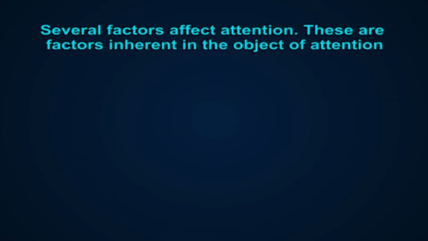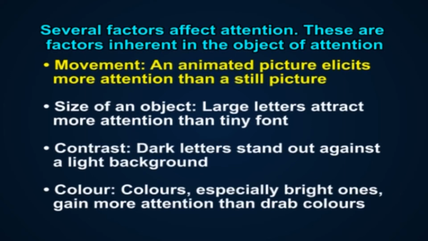Several factors can affect attention. These are the factors inherent in the object of attention. They are movement: an animated picture elicits more attention than a still picture. Size of an object: large letters attract more attention than tiny font. Contrast: dark letters stand out against a light background. Color: colors, especially bright ones, gain more attention than drab colors.